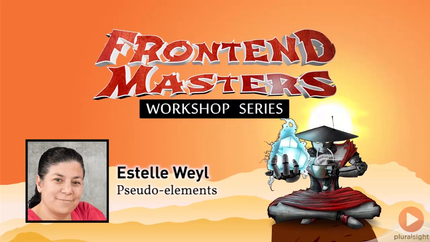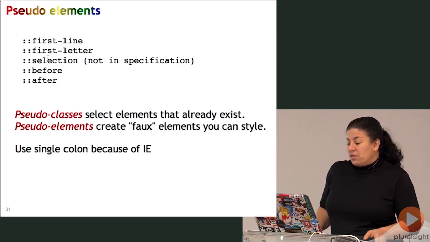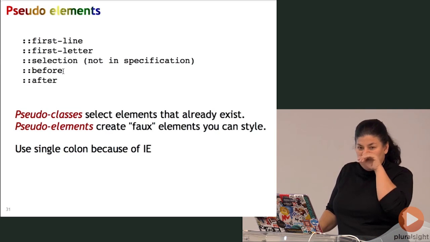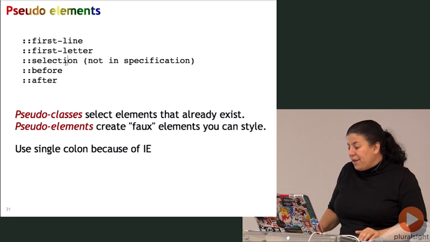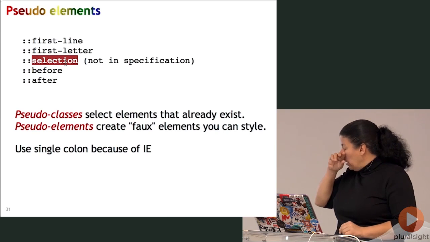Okay, then we have pseudo elements. We have first line, first letter, selection, which is actually not in the specifications, before and after. The first line and first letter have been around since forever. Before and after are supported in IE8 and since. And selection is actually interesting because it's supported everywhere, and that's an example of it actually.